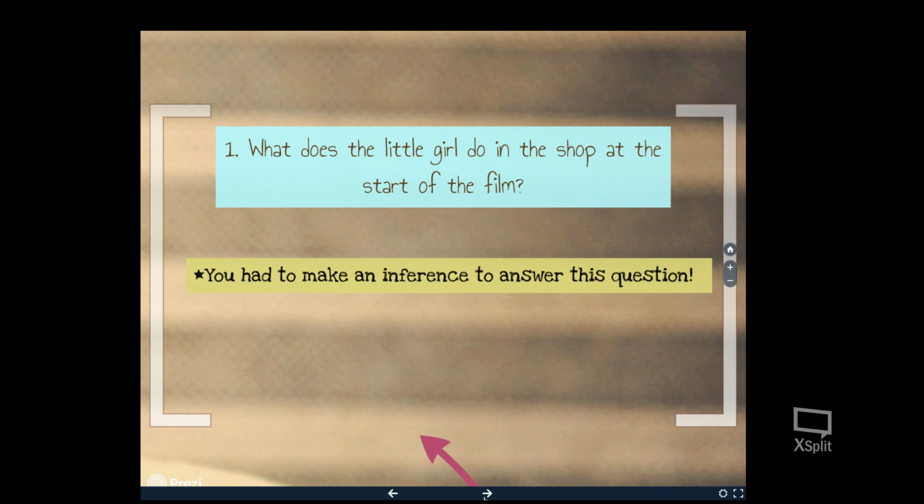Okay, so we are going to go over some questions. I'm going to let this catch up from any sort of lag. Okay, so what does this little girl do in the shop at the start of the film? You need to make an inference to answer this question. Now, an inference is implying something using the text or a bit of evidence like from this short clip you watched. Okay, so she trades her shoes, her red shoes, at a pawn shop for a pair of men's shoes. That's how this whole film starts, right?